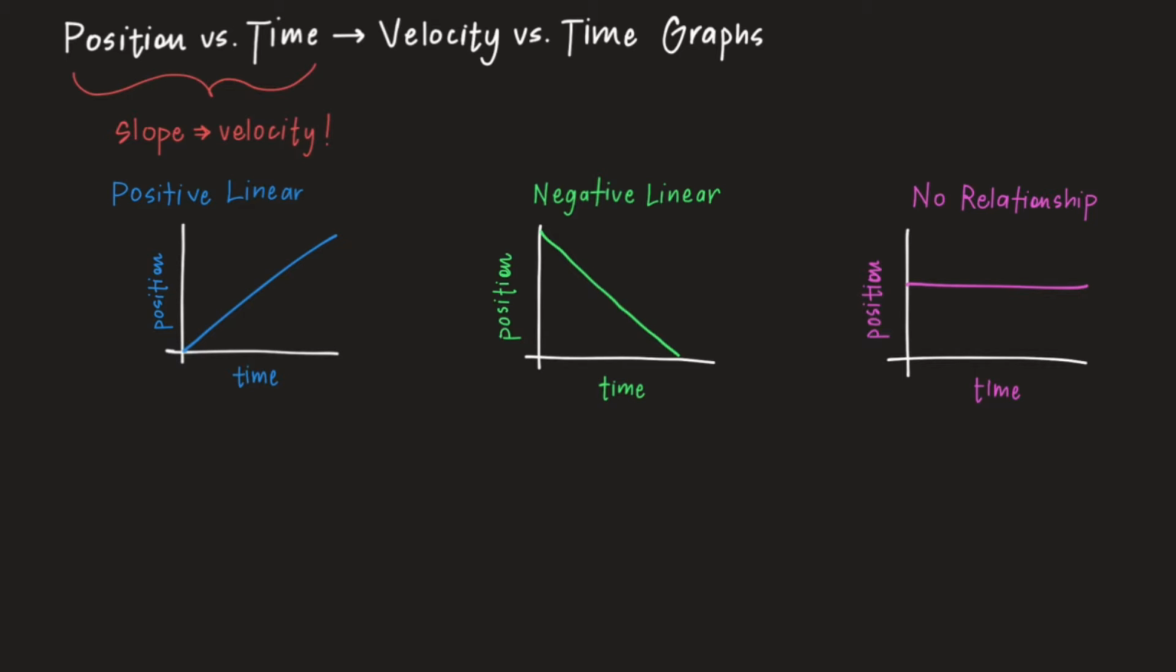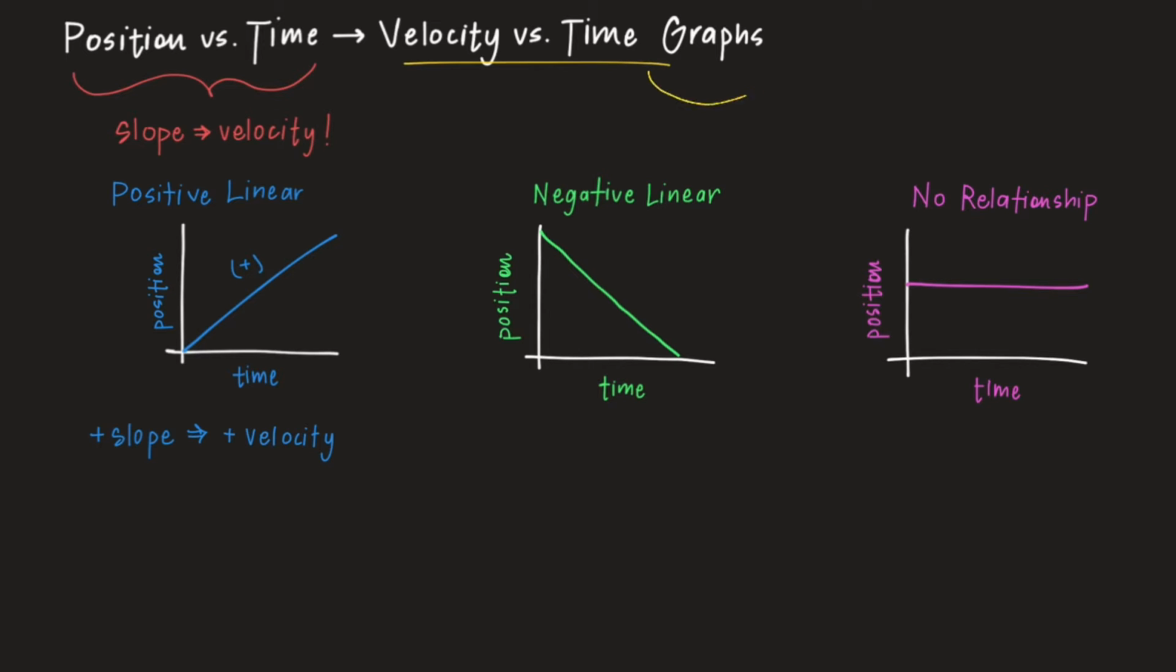So let's take a look at our positive linear relationship. On our positive linear relationship, we have a positive slope, right? It's increasing on both axes, so it's a positive slope. The positive slope tells us that we have a positive velocity. We are traveling in the positive direction. So for a velocity versus time graph, well, how are we going to set this up?